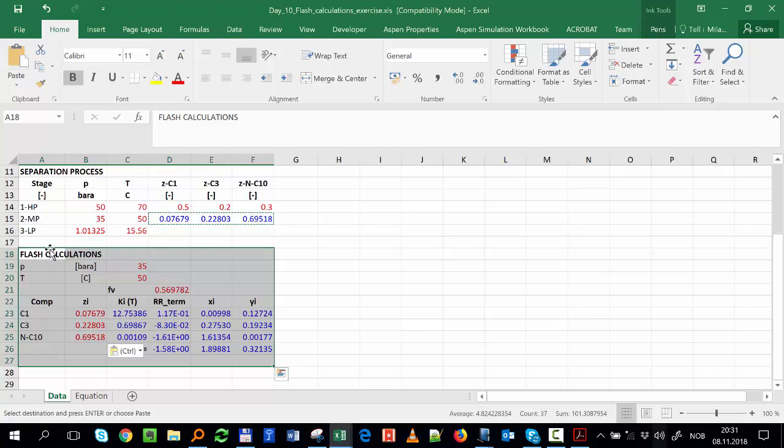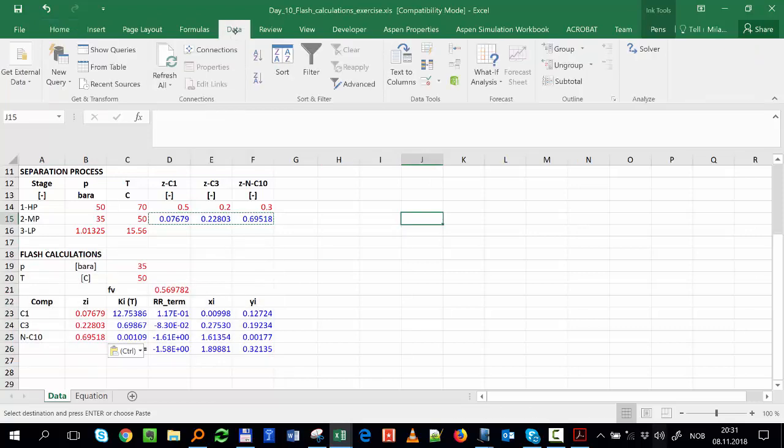And then I run solver once more. The same way, exactly the same numbers, solve. Fine, perfect. Now I have, again, the same thing. Copy, paste for the next stage. Okay.